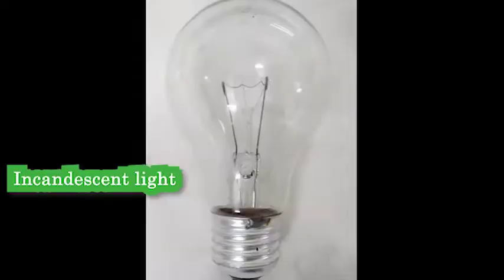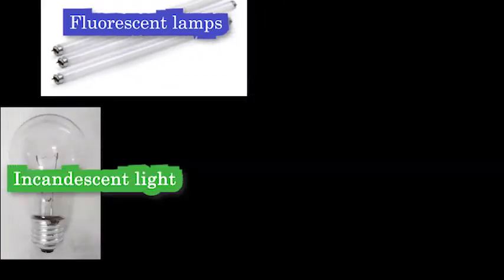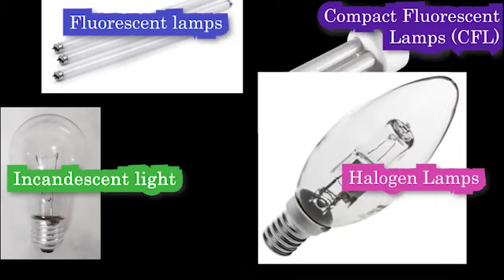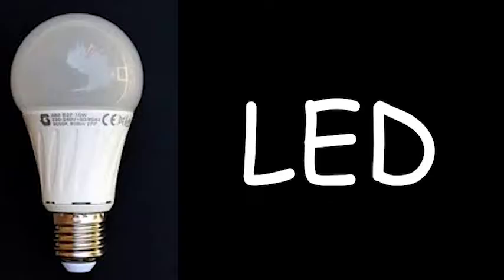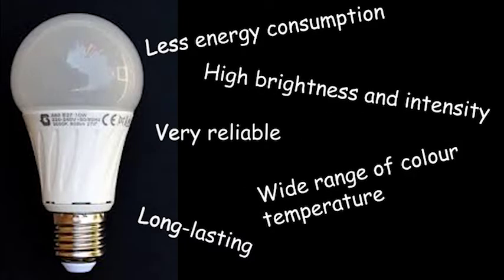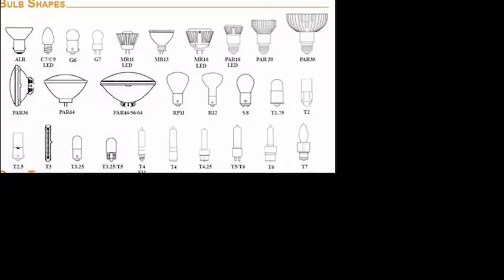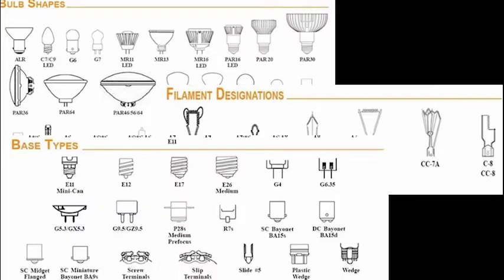There are 5 common types of light bulb: incandescent bulb, fluorescent lamp, compact fluorescent lamp, halogen lamp, and light emitting diode. The high technology light bulb is the light emitting diode because it requires less energy consumption, and it will be widely used in the future due to its advantages. Light bulbs vary in shape, filament design and base type.